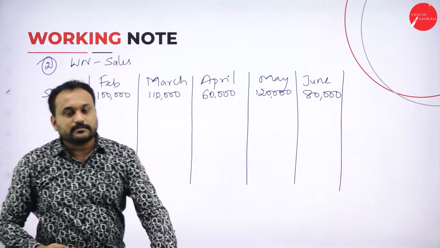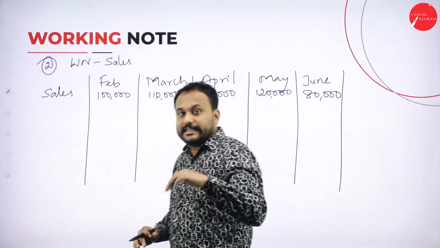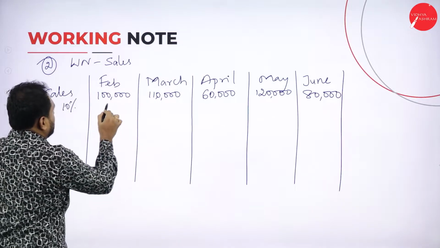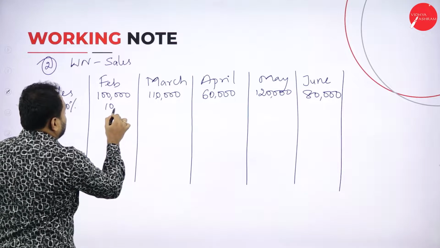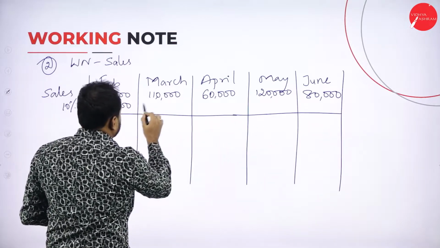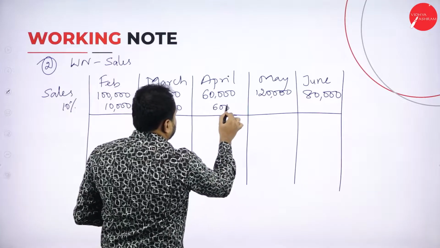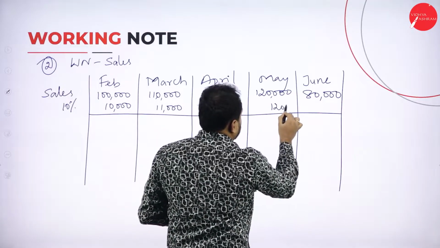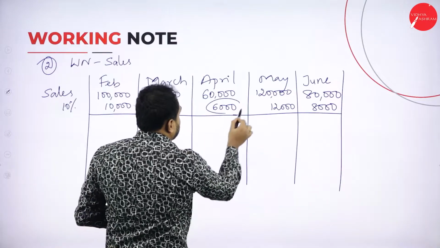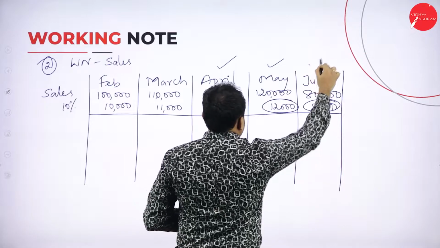Now understand, we have already taken the 10%, so we will not take 10% here. Let's deduct the 10% from each. When we deduct that 10%, 10% of 1 lakh is 10,000. The same way here you have 11,000. Here it is 6,000, here we have 12,000 and 8,000. We have already written this, no? 6,000, 12,000 and 8,000, because we are supposed to prepare only for April, May, June.